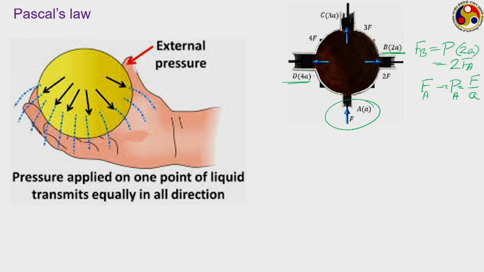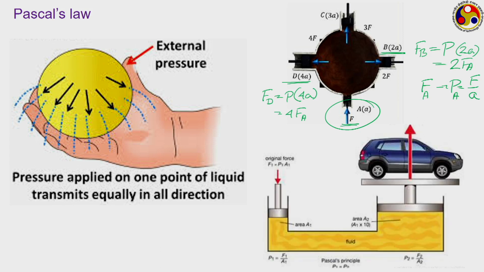Similarly, at D, here the area is 4 times. So the force which is acting at D is again the pressure into the area of D, that is 4 of A, and that is 4 times the force which is acting at point A, which is this particular one.